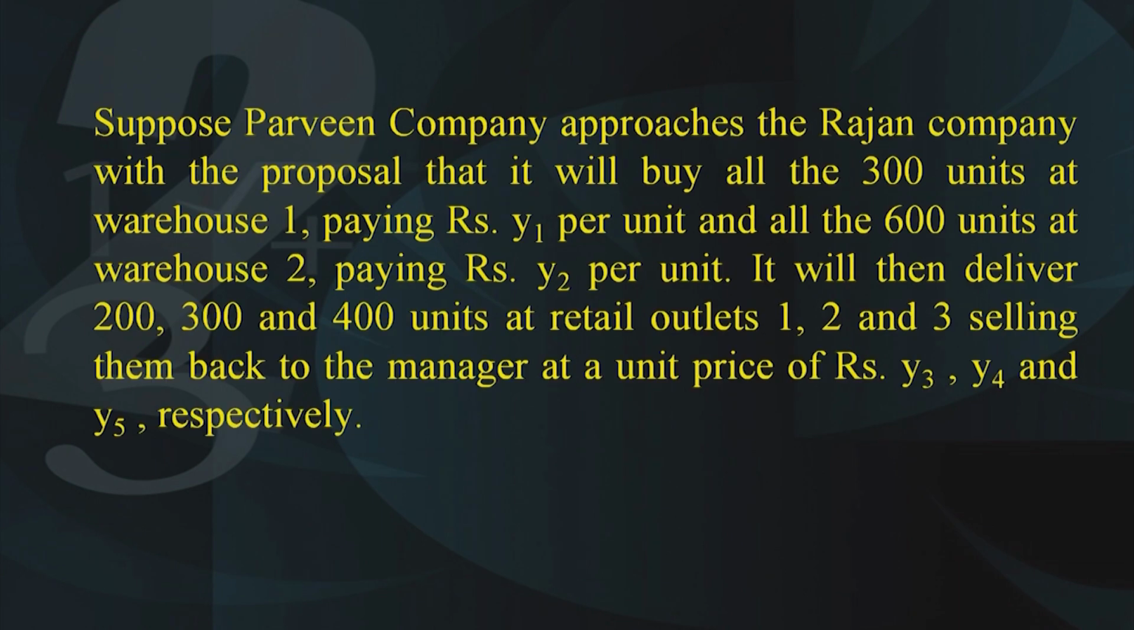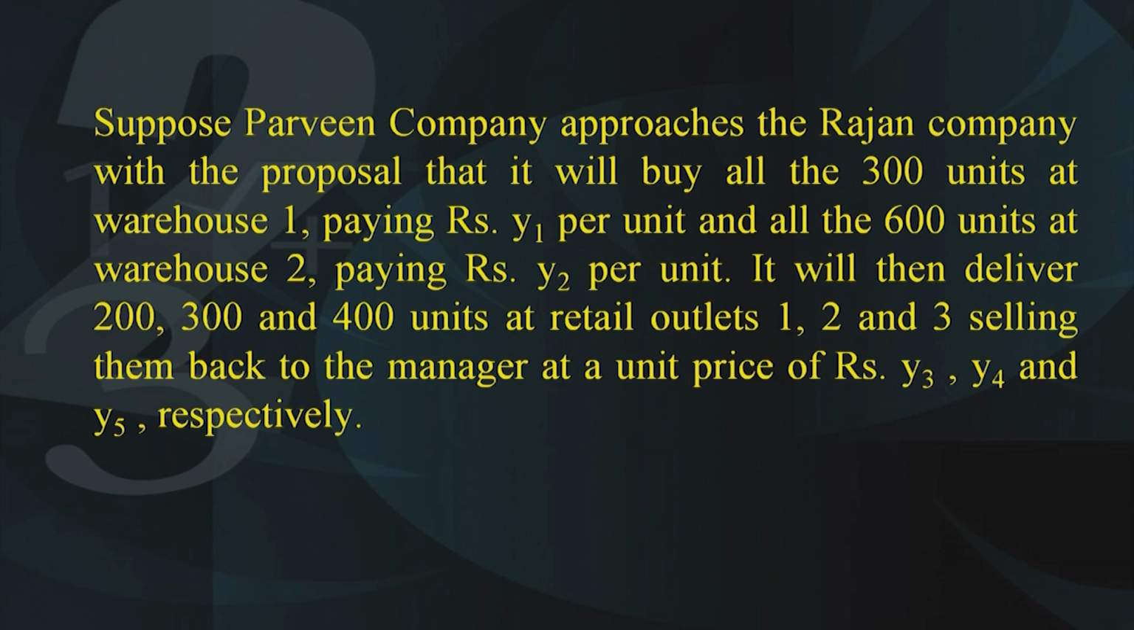Now, suppose there is another company which is called as Parveen company approaches the Rajan company with the proposal that it will buy all the 300 units of warehouse 1 by paying rupees Y1 per unit and all the 600 units of warehouse 2 paying rupees Y2 per unit, and once it has done this, then it will then deliver 200, 300 and 400 units at the retail outlets 1, 2 and 3, selling them back to the manager at a unit price of rupees Y3, Y4 and Y5.